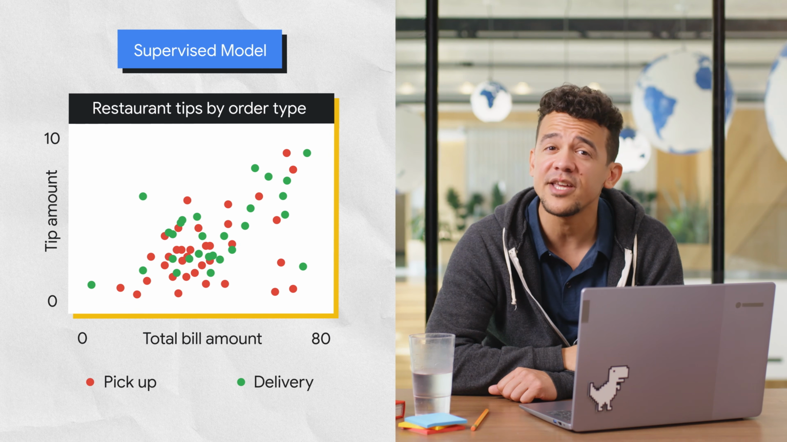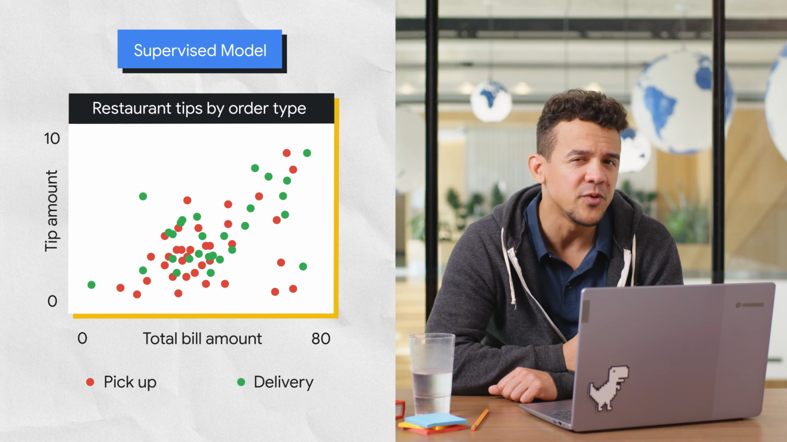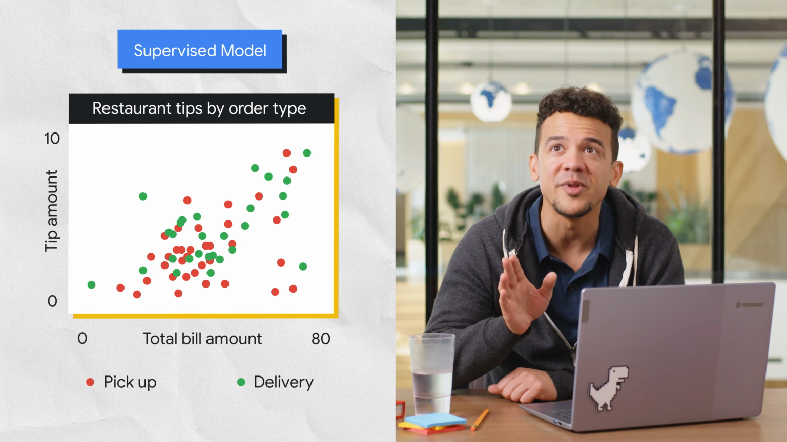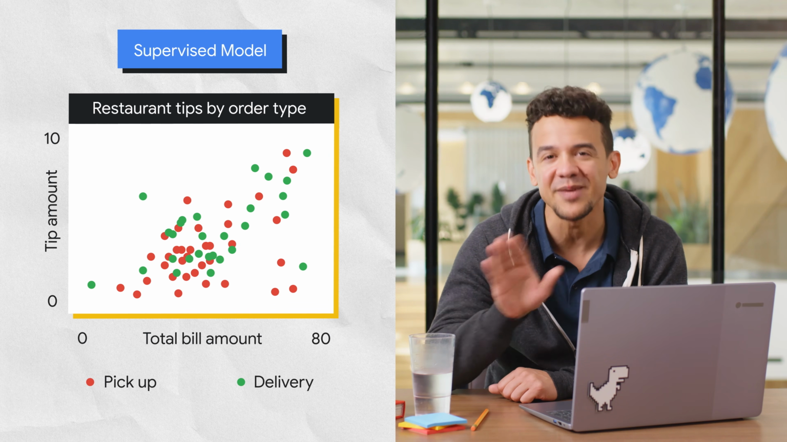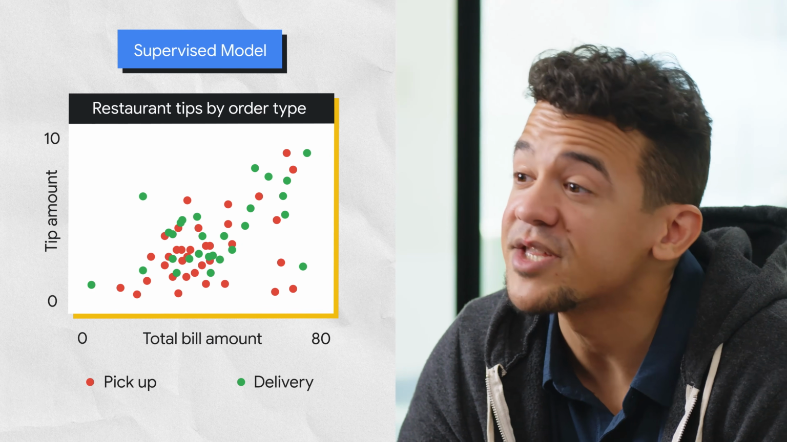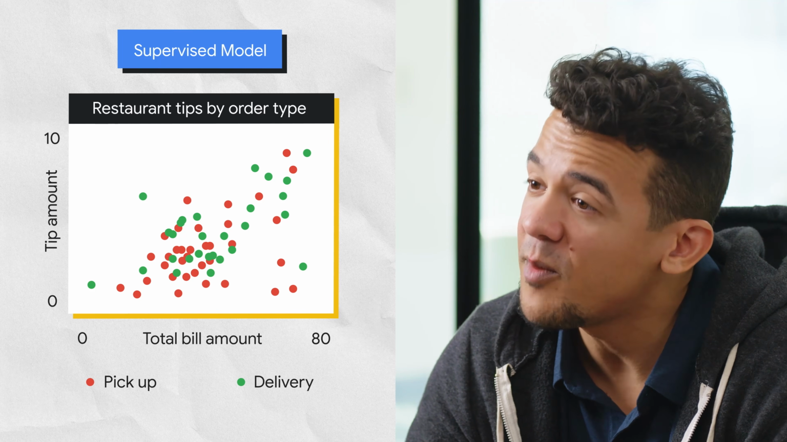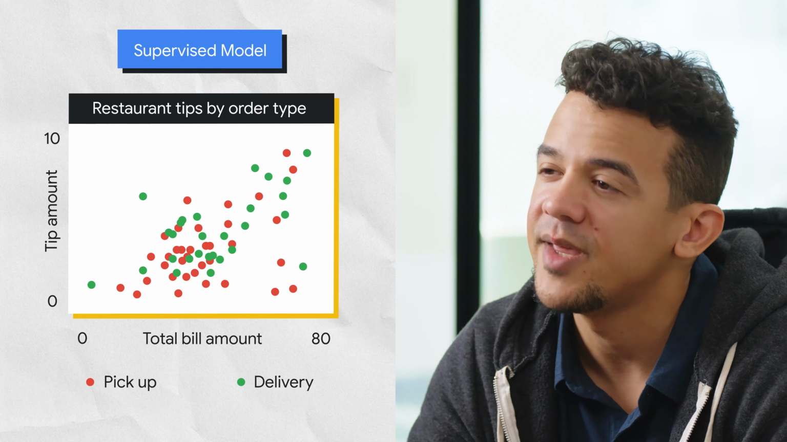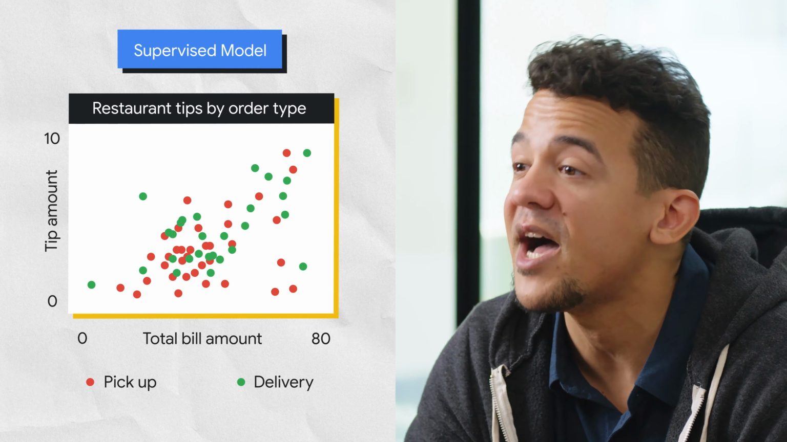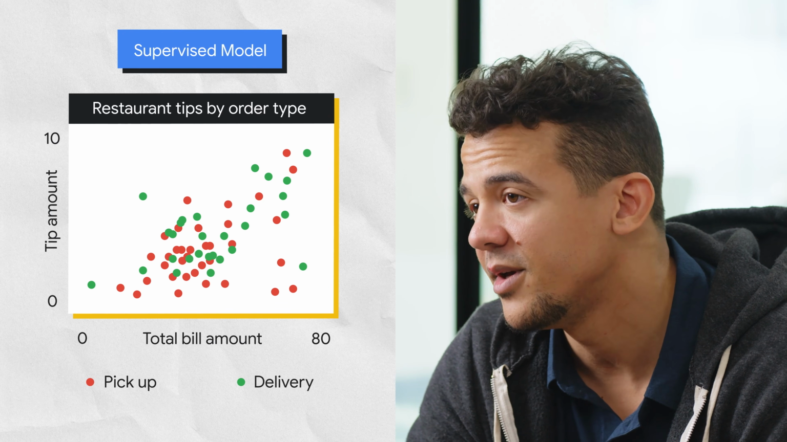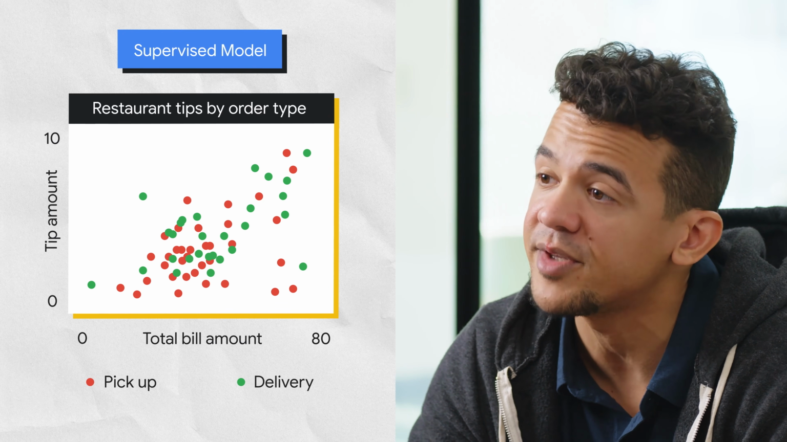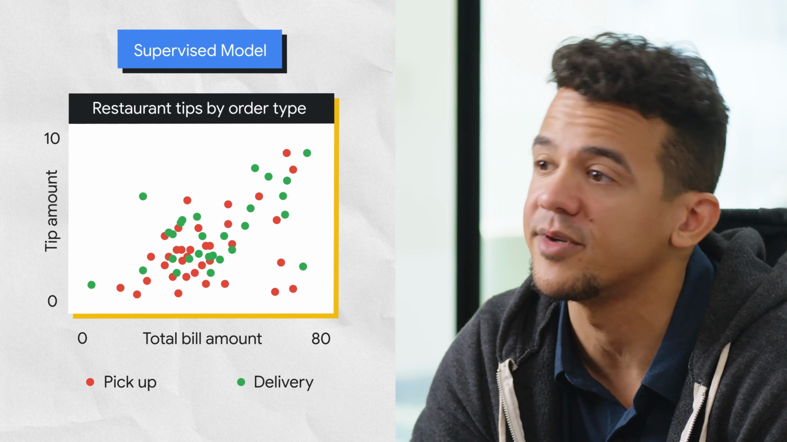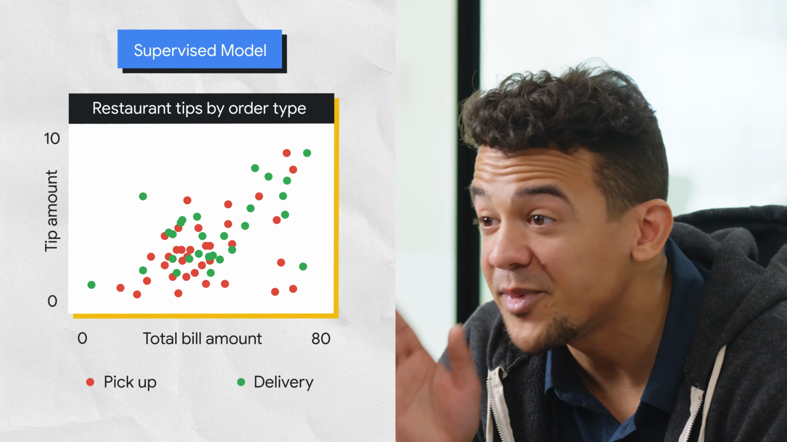For example, let's say you're the owner of a restaurant. What type of food do they serve? Let's say pizza. Or dumplings. No, let's say pizza. I like pizza. Anyway, you have historical data of the bill amount and how much different people tipped based on the order type, pickup or delivery. In supervised learning, the model learns from past examples to predict future values. Here, the model uses the total bill amount data to predict the future tip amount, based on whether an order was picked up or delivered. Also, people. Tip your delivery drivers.